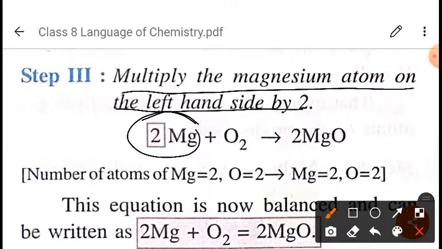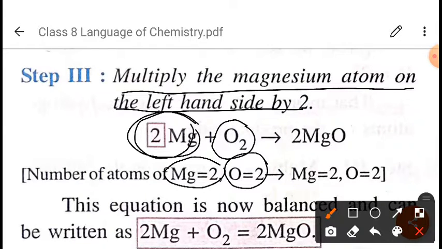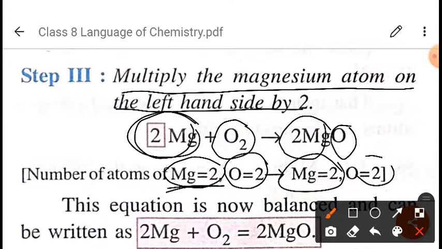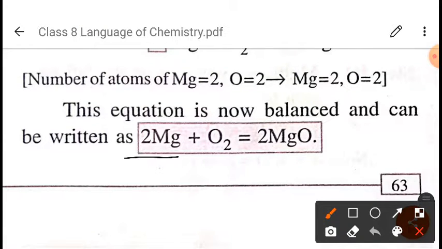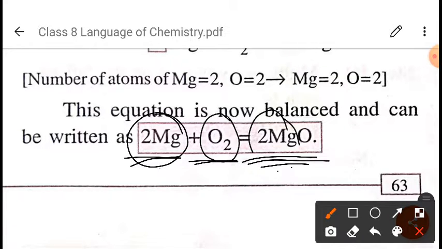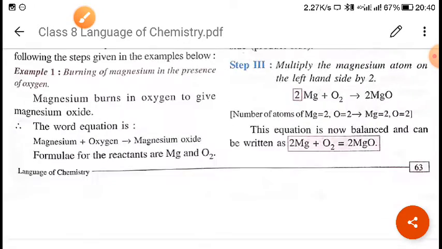When you multiply this side with 2, we get magnesium as 2, oxygen as 2, and in the product side also we have magnesium 2 and oxygen 2, right? So now it is balanced. Magnesium is 2 here, 2 here also, oxygen is 2 here, and 2 here also. So this equation is now balanced. We can write 2 Mg plus O2 will give 2 MgO, right? Here 2 Mg is 2, here also Mg is 2, here oxygen is 2, here oxygen is 2, right? So in this way we have to balance the chemical equation, right?